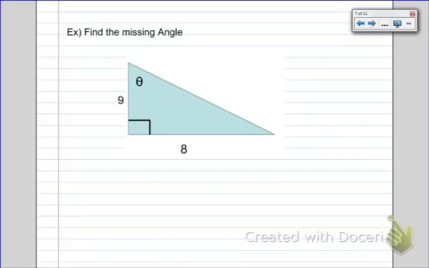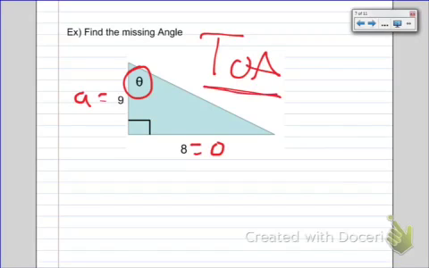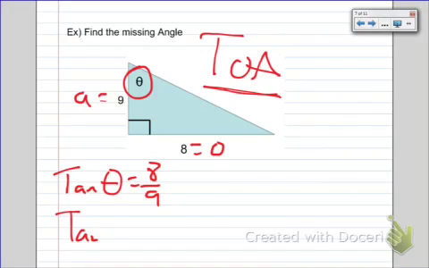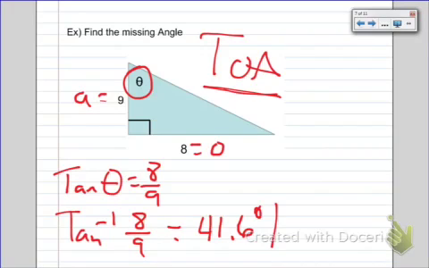Alright, hopefully we're back now. So we're thinking theta here. How do they compare to theta? This is opposite. This is adjacent. Which trig function has opposite adjacent? TOA, tangent. So tangent of theta equals 8 over 9. So the inverse tangent of 8 divided by 9 is what? On my calculator, 8 divided by 9. Second tangent. I get 41.6 degrees, 41.63 if you go one farther.